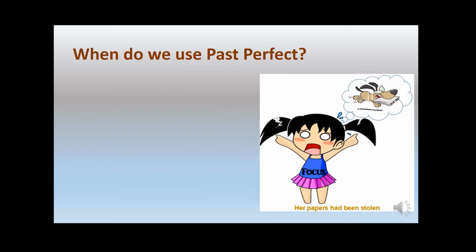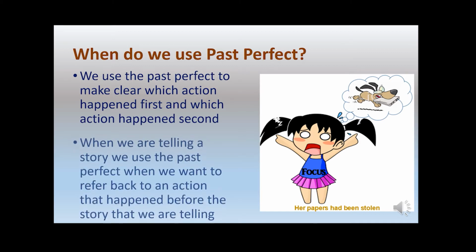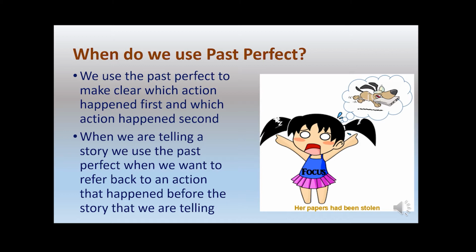Children, most of the time many of us are confused about this past perfect, like in which situations and at what times to use this tense. So, to clear this doubt, I will tell you when to use the past perfect. We use the past perfect to make clear which action happened first and which action happened second. When we are telling a story, we use the past perfect when we want to refer back to an action that happened before the story that we are telling.